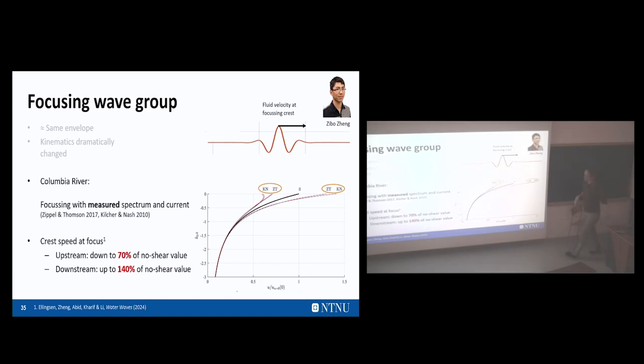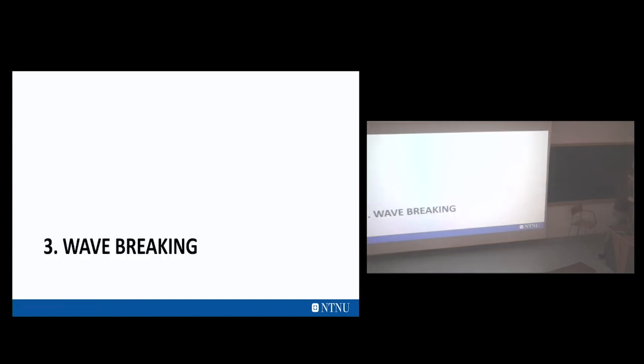In the Columbia River, we used the actual measured spectrum by Zippel and Thomson, thinking, okay, what if these waves appear on top of each other? So kind of a rogue wave scenario. And with the actual currents, we see that the velocity of the peak of the wave is reduced to 70% or increased to 140%, depending on whether it's going upstream or downstream. So it's not necessarily small.